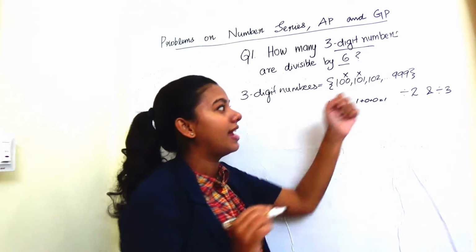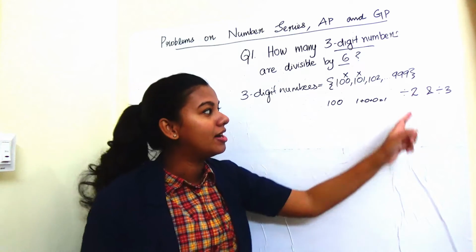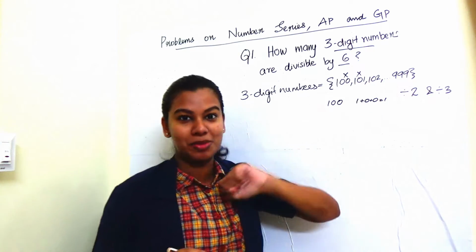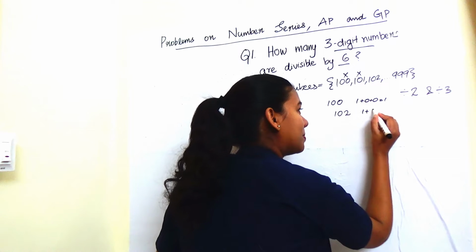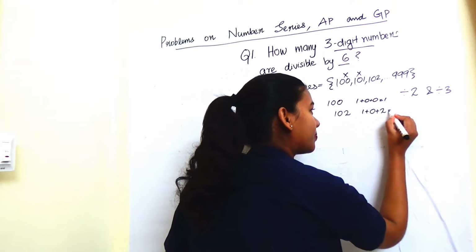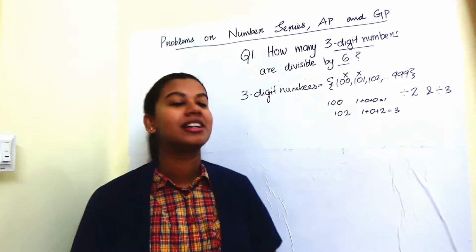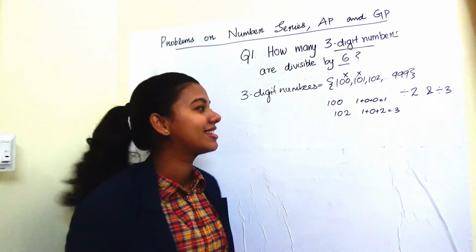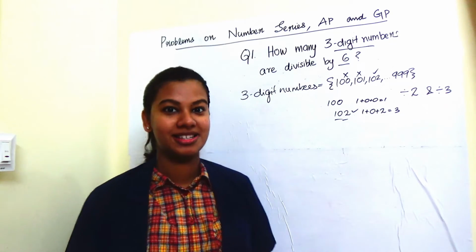Okay, now we have the next number, that is 102. 102 is an even number, so it is divisible by 2. Now let's see if it is divisible by 3. So 102 is 1 plus 0 plus 2, that is equal to 3. So 3 is divisible by 3, so it satisfies these two conditions, hence 102 is divisible by 6.